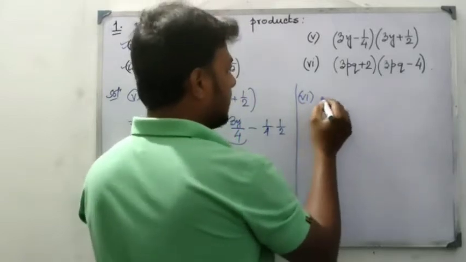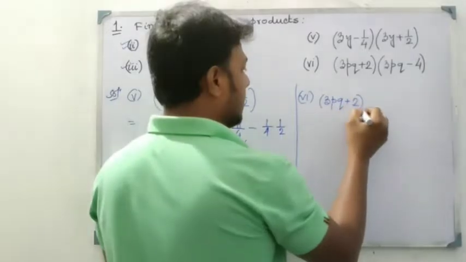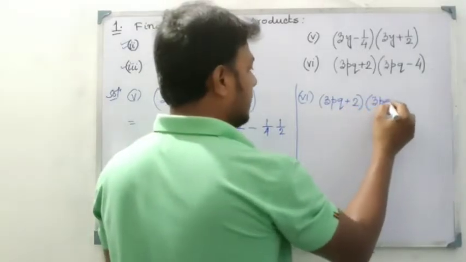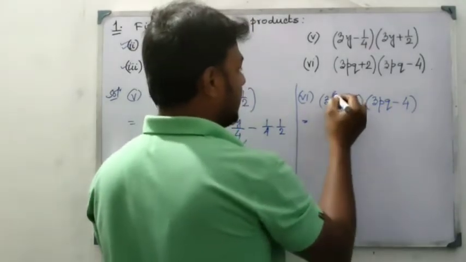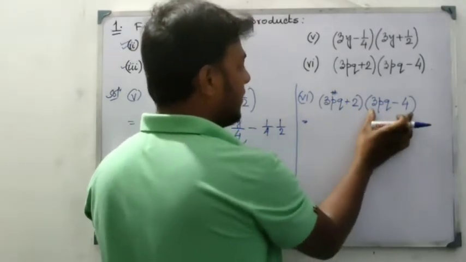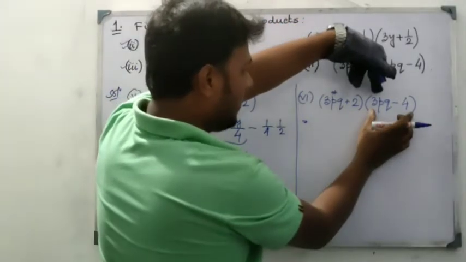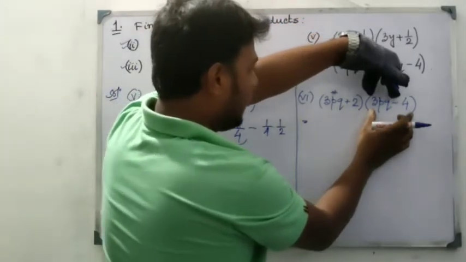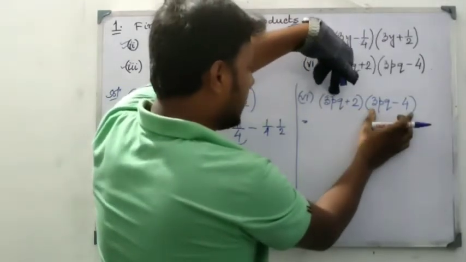Okay, next, sixth number. Sixth number problem is given (3pq + 2)(3pq − 4). Again apply the same process. Consider the first term and multiply with the second factor. Then 3pq with 3pq. After that, this is plus and this is minus, so it will be minus itself, and 3pq with 4.